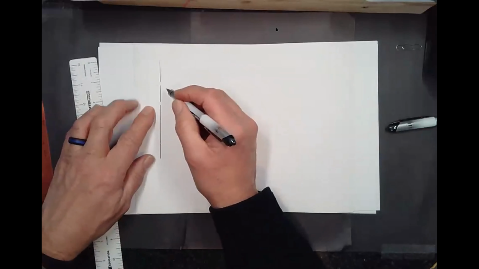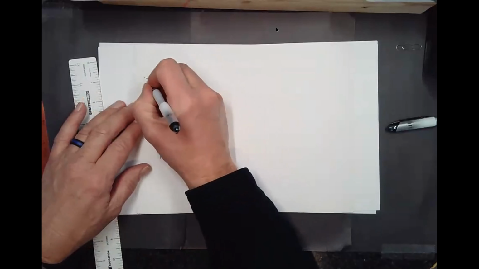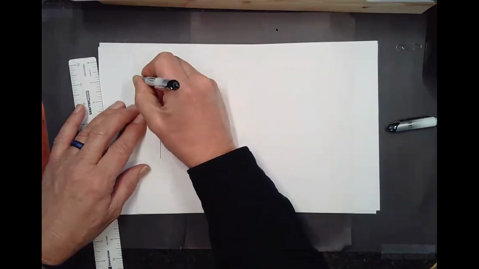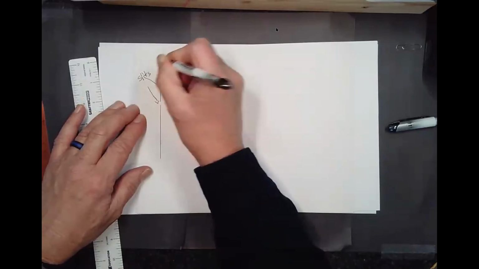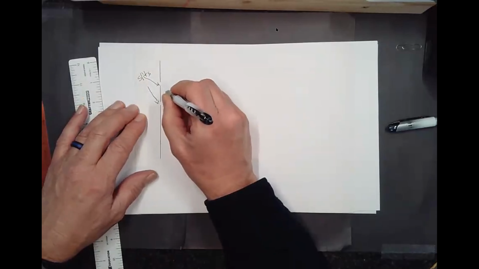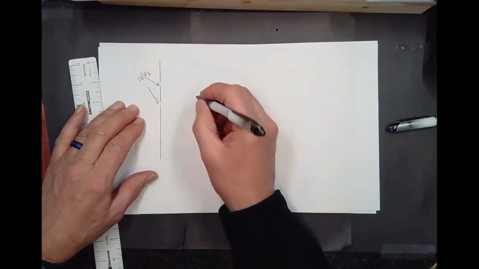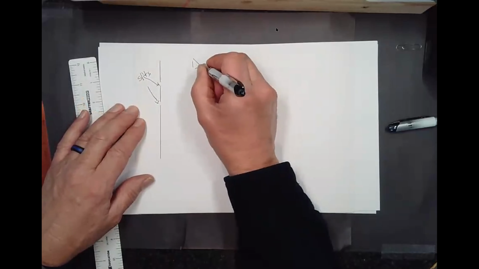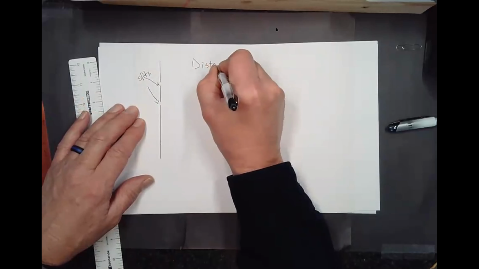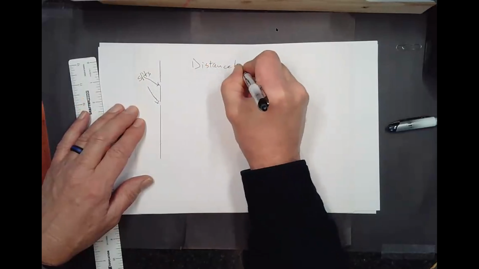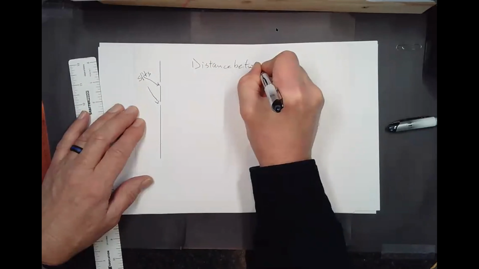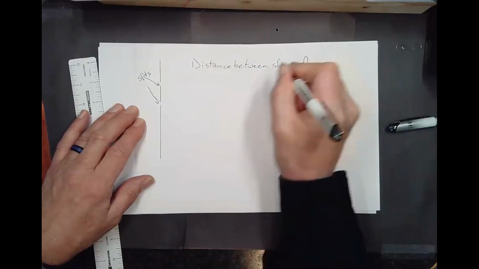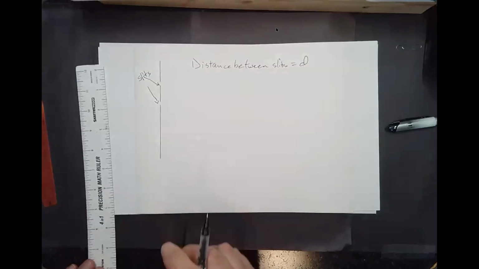So I've got two slits there, a slit here and a slit here. And we had that the distance between the slits is lowercase d, so we'll stick with that. So that's how far it is between these things.